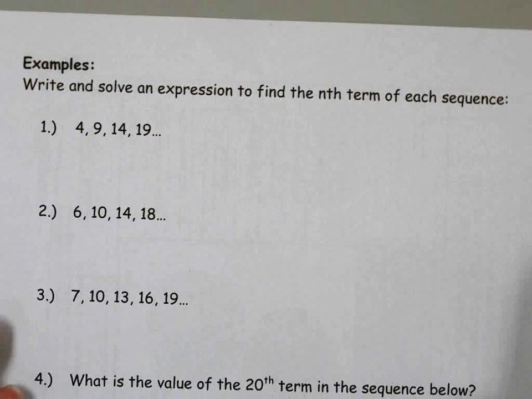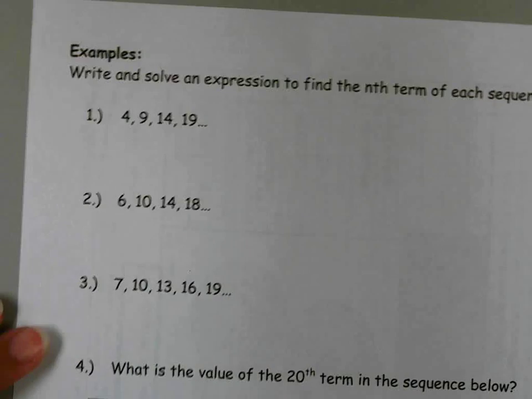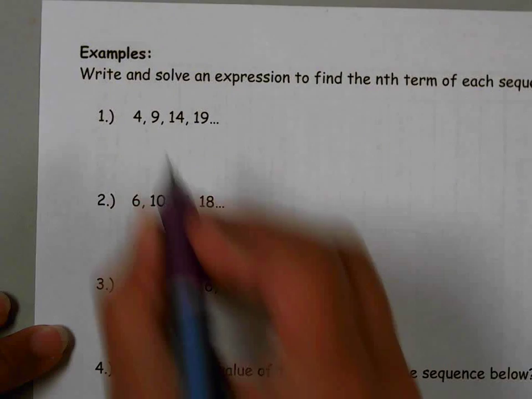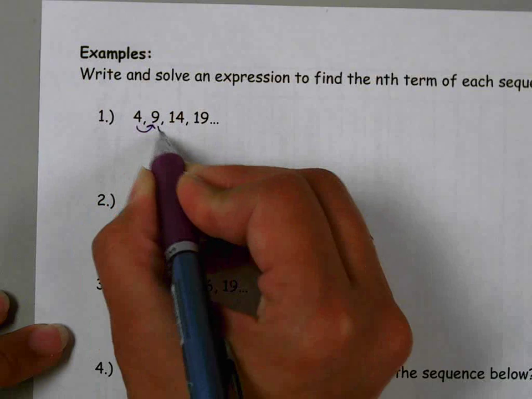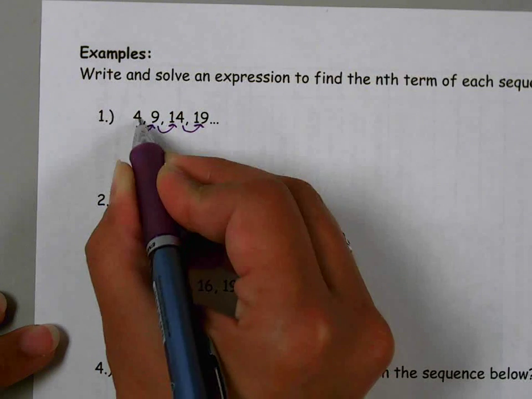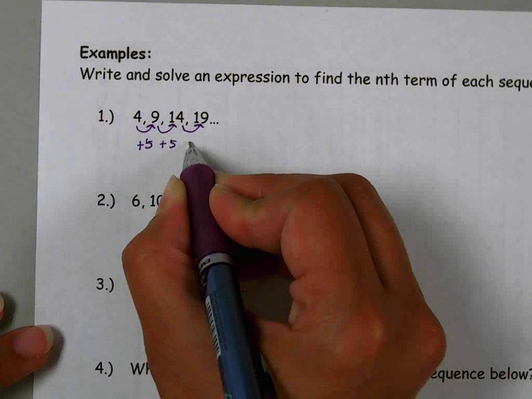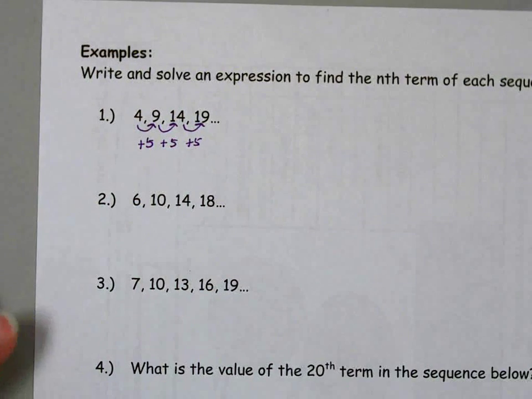So let's try this on a different sequence here. We're going to write and solve an expression to find the nth term of each sequence. Again, we're finding the rule for this sequence. The first thing that we were supposed to do is find the common difference. So what's happening each time in this sequence? We're adding 5. 4 plus 5 is 9. 9 plus 5 is 14. 14 plus 5 is 19. So the first thing we did was find the common difference, 5.